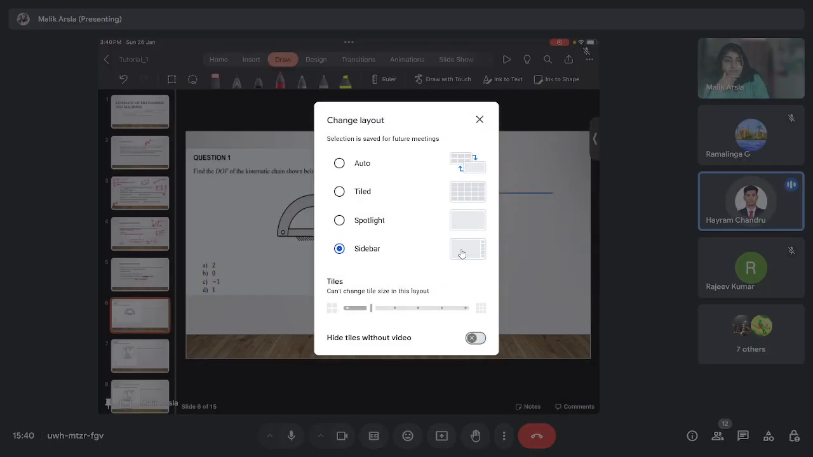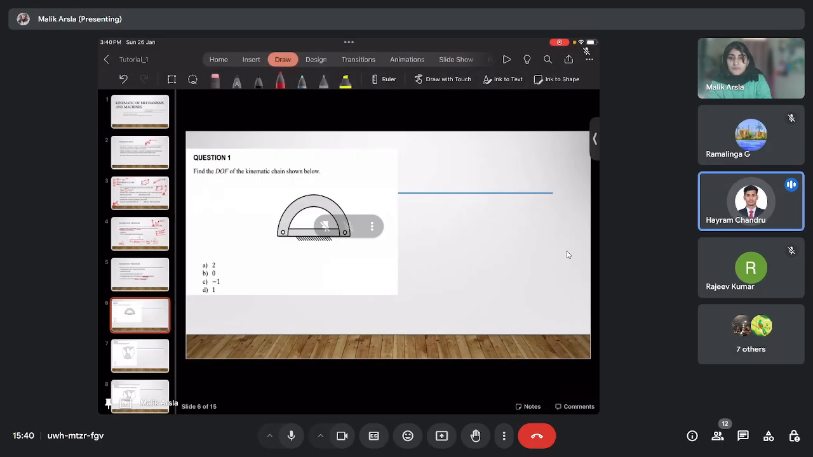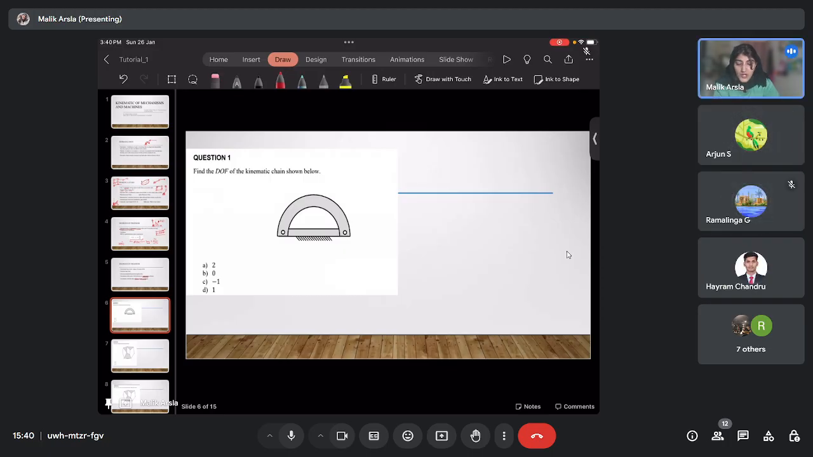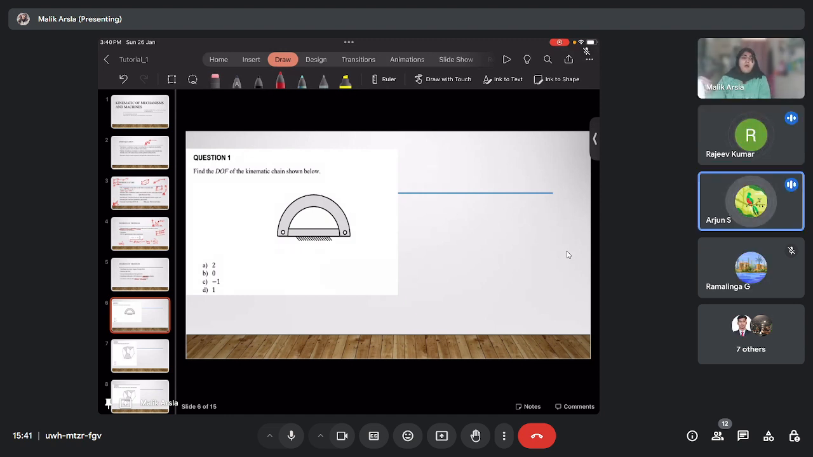Ma'am, the degrees of freedom is option D, one. Option D. No, I guess that's not correct. Option C, ma'am, one. Okay, option C. How many of you are getting option C? Number of links is 2, joints is 2, and Fi is 2.